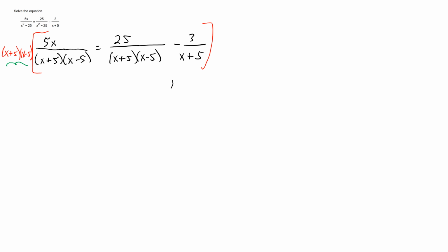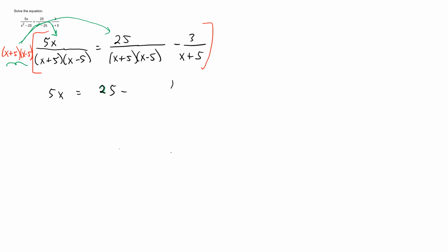When I multiply the common denominator by the first expression, the x plus 5 and the x plus 5 cancel and the x minus 5's cancel. So I'm left with 5x equals. And then when I multiply the common denominator by the next expression, once again, the two binomials x plus 5 and x minus 5 cancel out with the two binomials on the bottom, and I'm left with just 25.